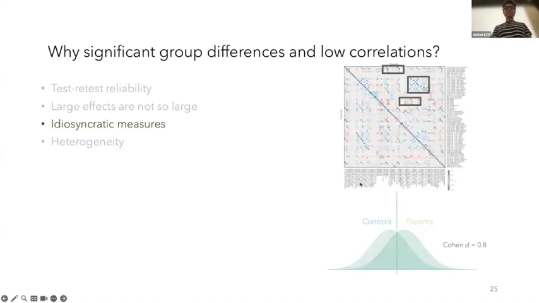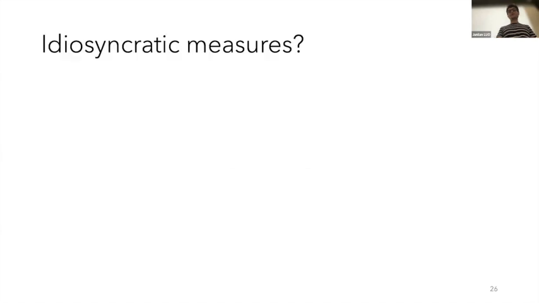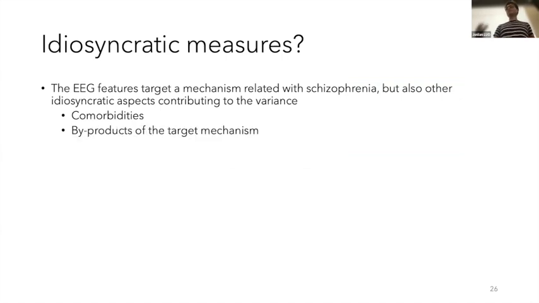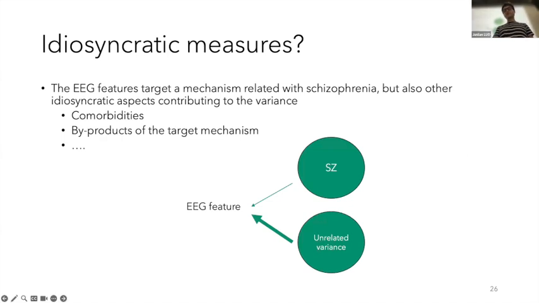Another possibility why we have significant group differences and low correlations could be the idiosyncrasy of the measures, right? With EEG, we expect to target certain mechanisms related to some processes, in this case schizophrenia, but there are many other factors that also contribute to the variability of the data. For example, aspects related to comorbidities, or something that comes after the process, after the mechanism that we measure, some byproducts, let's say, of the target mechanism. So when we have a significant result, we explain that we expect all this variability to relate to what we want to measure, in this case something crucial or fundamental about schizophrenia, but there are also other aspects that contribute to the variance, and this can compromise the correlations.